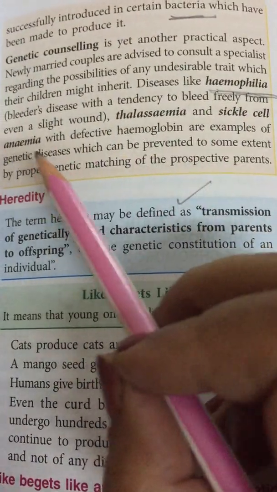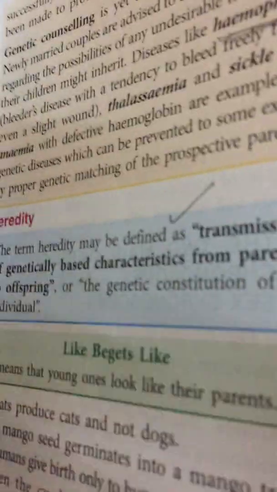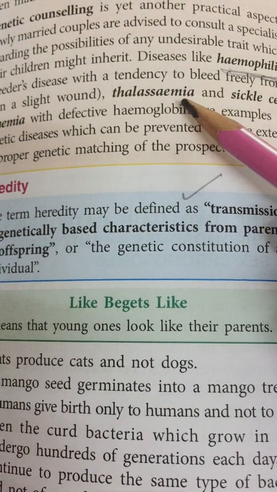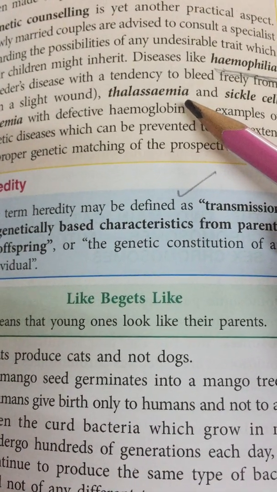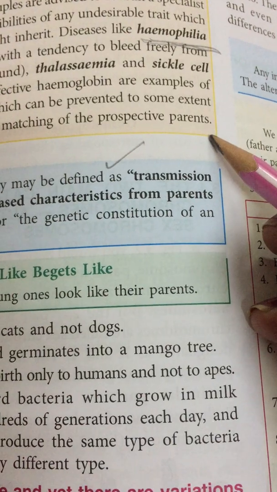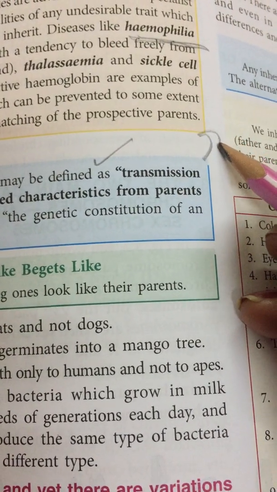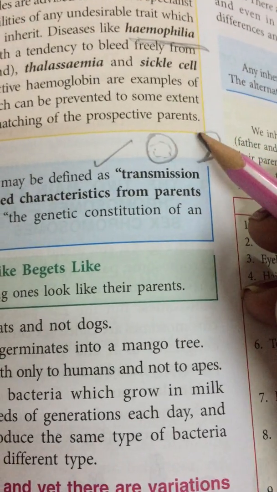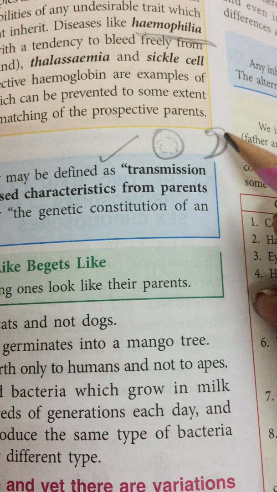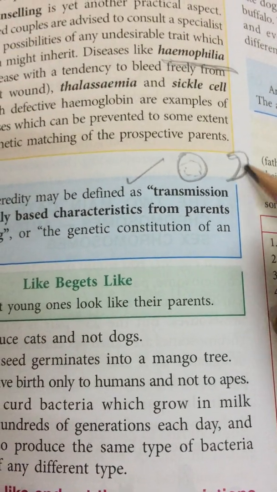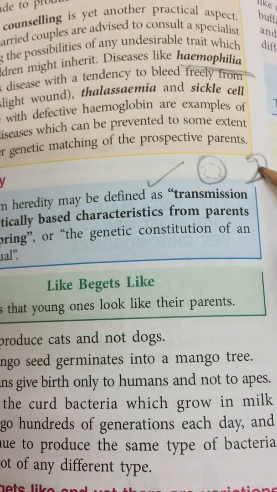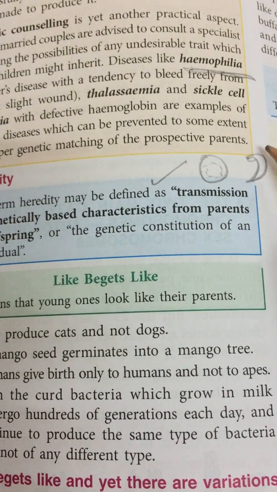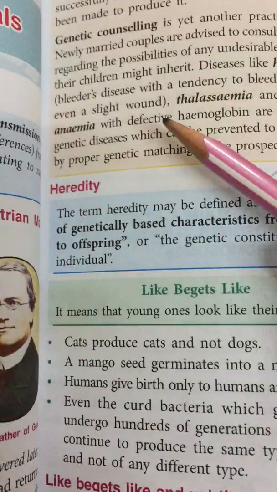Thalassemia, sickle cell anemia. In thalassemia, your blood cells, RBCs, get destroyed on their own. So the hemoglobin count always remains low in such patients. Sickle cell anemia: the RBC, which is supposed to be a biconcave disc, having a depression here, becomes like a sickle, the sickle with which you cut the grass. So since they become sickle-shaped, the oxygen carrying ability of the RBCs decreases, hemoglobin content is less, so the person is anemic. So this is sickle cell anemia.